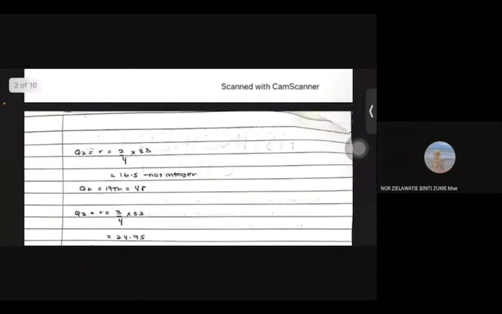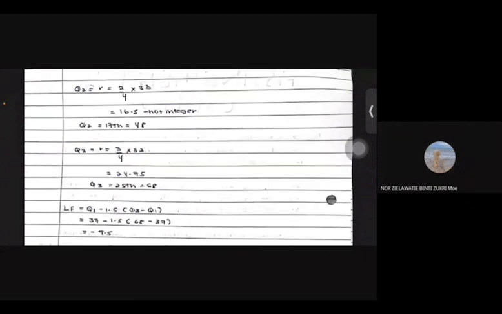Next, quarter 2. The formula for quarter 2 is R equals 2 over 4 multiplied by 33. The answer is 16.5. 16.5 is not an integer, so we round the number to 17. The 17th number is 48.